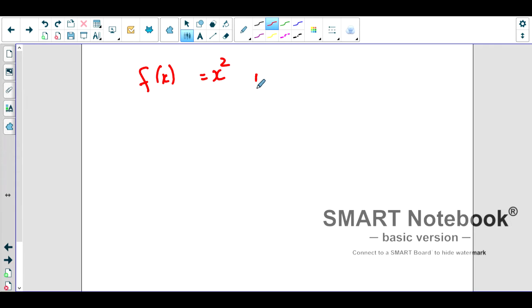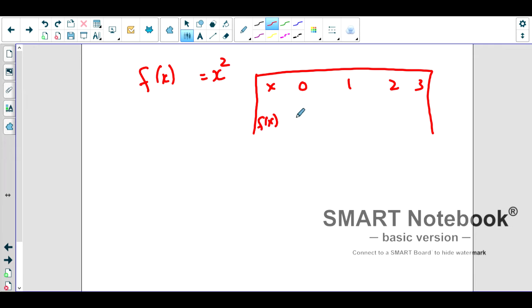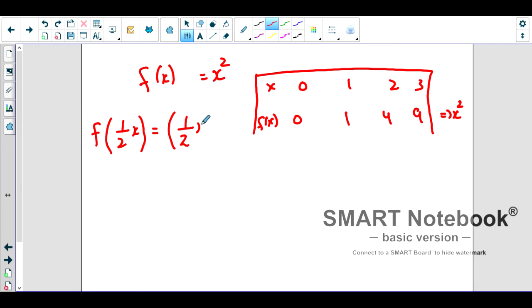Okay, if I quickly draw the table again, we have x, we have f of x: 0, 1, 2, 3, and we have 0, 1, 4 and 9, because it is x squared. Now we change the input by a number. We say f of, let's say, 1 over 2x. What will be the output impact? The output will change also, to 1 over 2x whole squared, right? Because we changed the input variable.